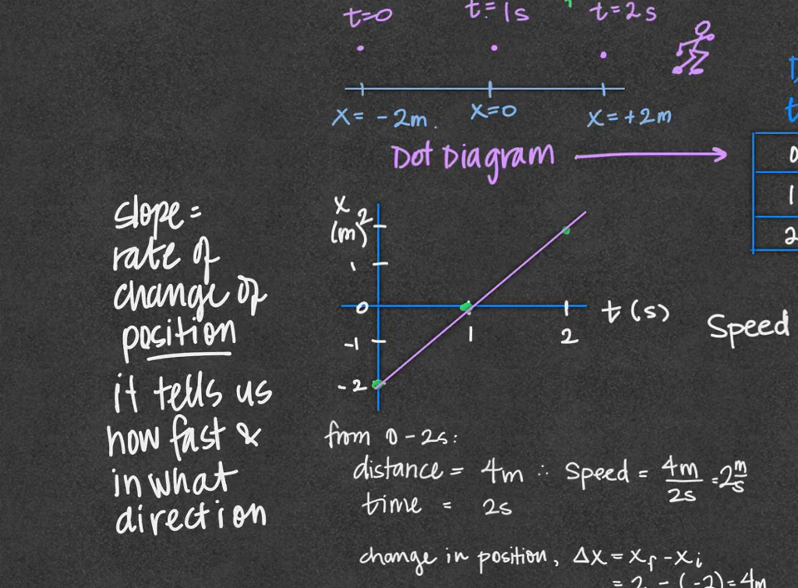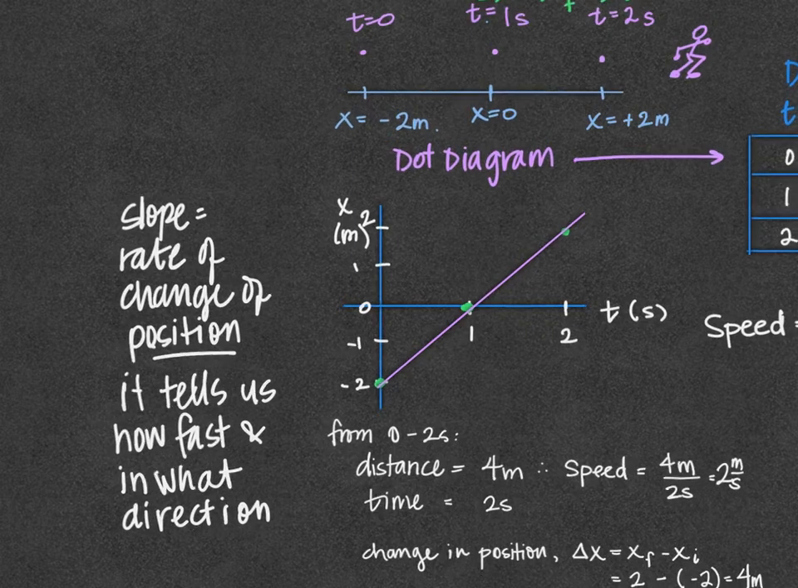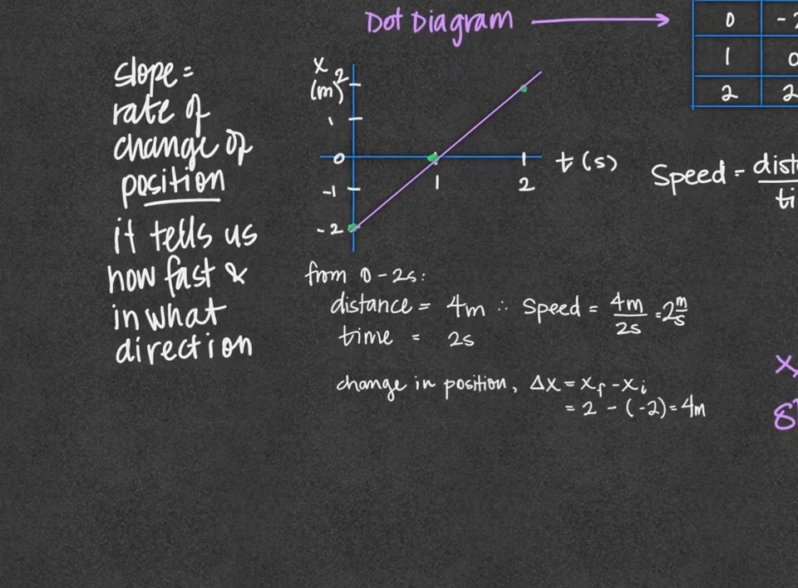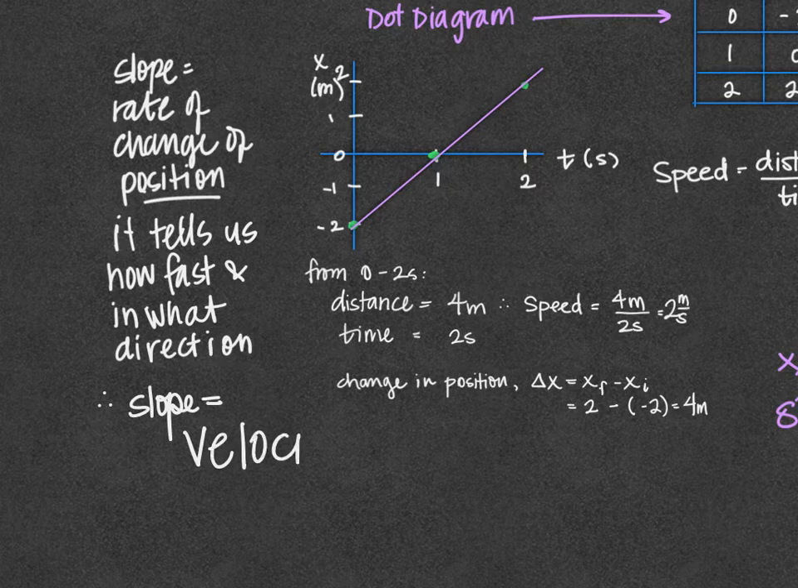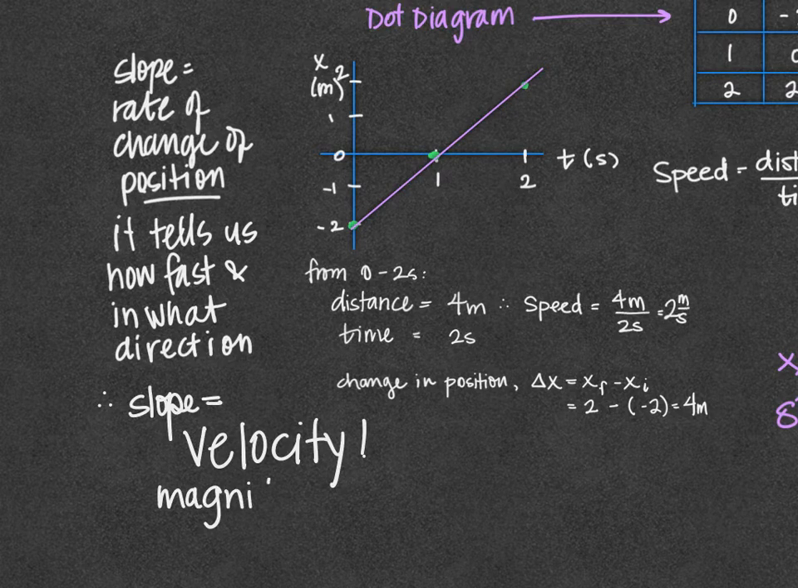So we know they go from the negative side to the positive side of our line. So we know that they're moving in the positive direction. This is a big deal. So the slope is not just the speed, but it is the velocity, which is a special quantity, a vector quantity, because velocity has a magnitude, which is just a fancy word for number, and it has a direction.